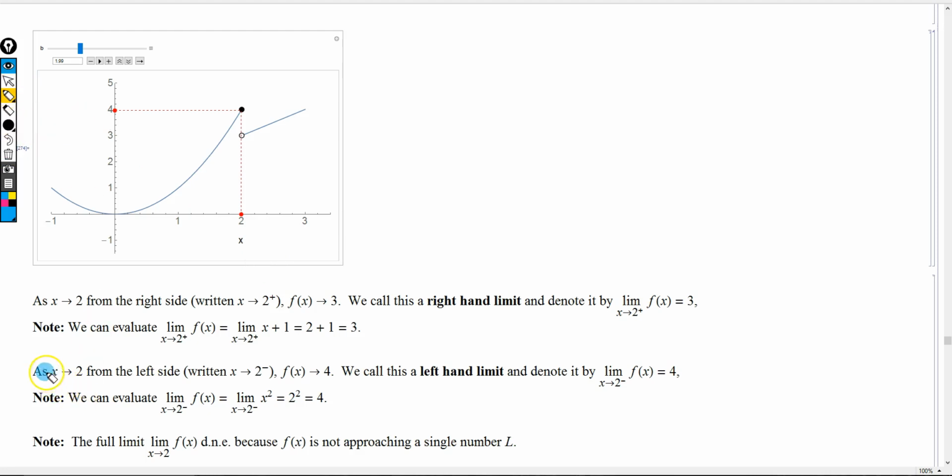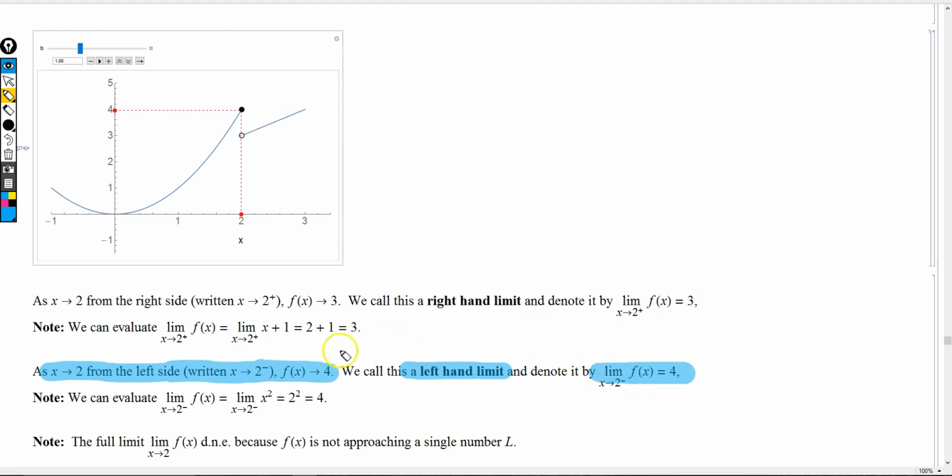So we see that as x approaches 2 from the left side, and we write that like this. Notice the notation, x converges to 2 from the left. That little negative superscript means x is approaching 2 from the left side. F of x is approaching 4. We call this a left-hand limit, and we denote it like this. Limit as x approaches 2 from the left of f of x equals 4.